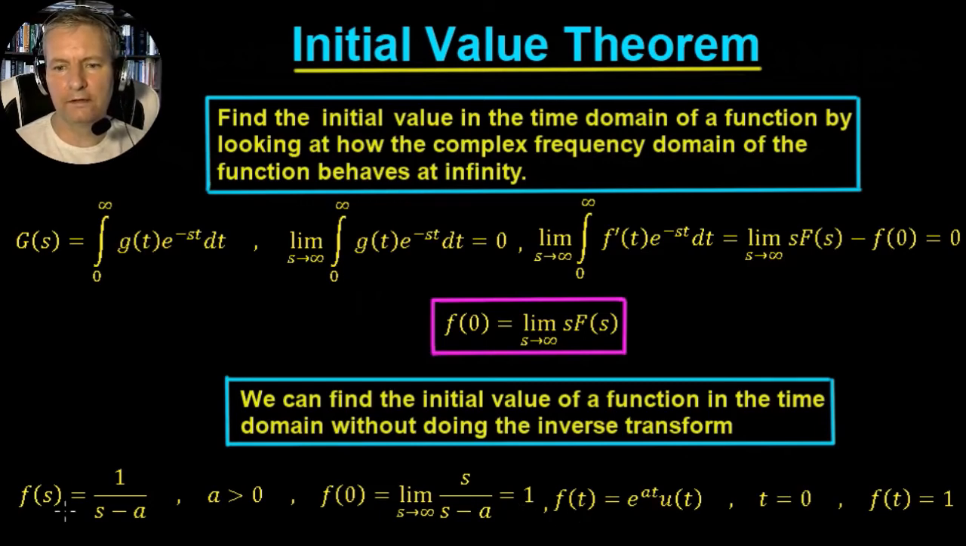If we find the inverse transform of this, that would be f of t equals e to the at times u of t. We're looking for the initial value, so when we put in t equals 0, we have e to the power of 0, and e to the power of 0 is just 1. So 1 times u of t is just going to be a value of 1. So indeed f of t does give us a value of 1, just as we've seen here. So we were able to find that initial value in the time domain without having to do the inverse transform. We can find that initial value by staying in the complex frequency domain, multiplying by s and taking the limit as s tends to infinity.